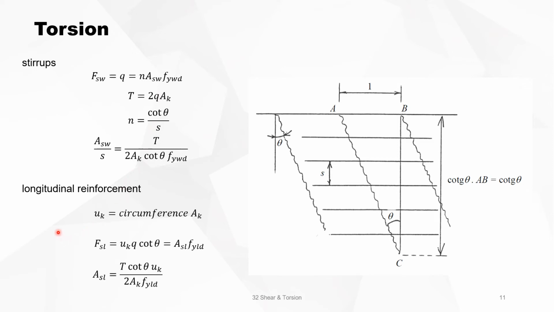And if you look at the longitudinal reinforcement, then if you take Uk, which is the circumference of Ak, then the force that has to be taken by the longitudinal reinforcement is Uk times q times cotangent theta, and that force must be equal to the additional force in the reinforcement, and you solve it for Asl, you have this equation. So for torsion, you have additional stirrups and you have additional longitudinal reinforcement.